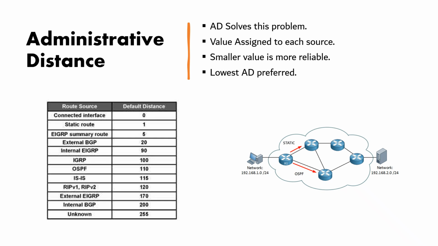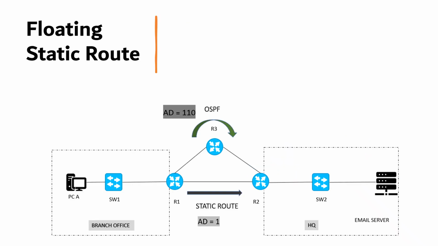Another last thing which I want to tell you about AD is, if you have an AD value of 255, this means that the router does not consider the source of the route to be reliable. If you see at the end of the table, if the AD is 255, the route is unknown. It does not install it in the routing table. Now we know what AD is. Let's go ahead and discuss floating static routes.